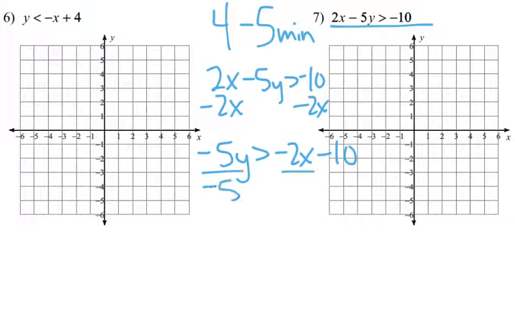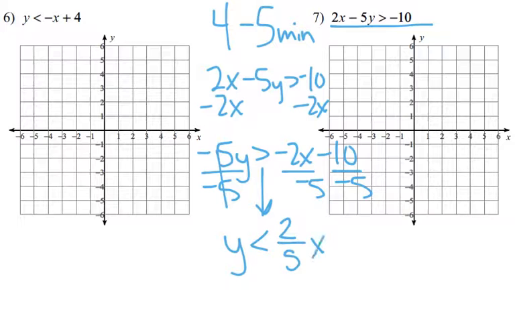Divide by negative 5. And remember, with inequalities, when we divide by a negative, we have to reverse our inequality. So you get y is less than negative 2 over negative 5 is positive 2/5 x. Negative 10 divided by negative 5 would be a plus 2. So that's how you can change it to slope-intercept form. So pause it, give yourself 5 minutes, and let's see how you did.